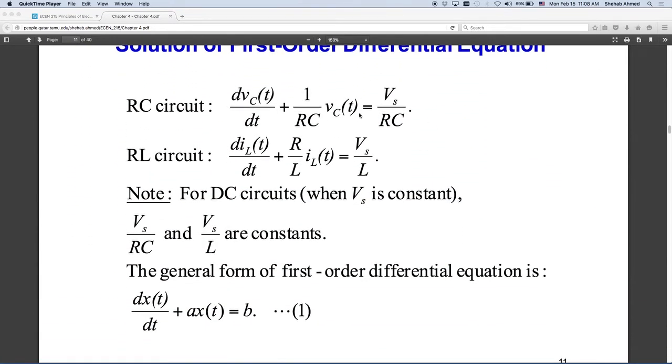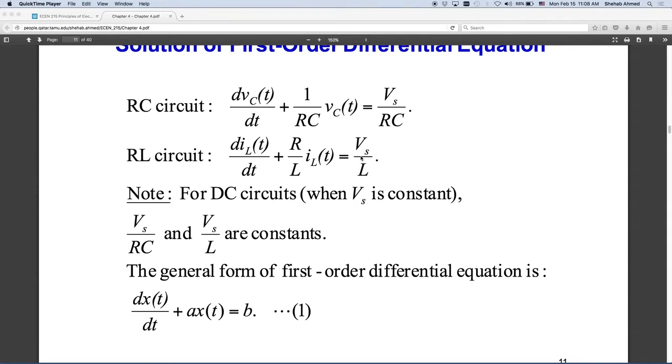So these are the forms of the equations, and again, if the sources are DC, if we're supplying this with batteries, charging this or using a DC source, then Vs over RC or Vs over L, which is the right-hand side, are constants. So for now, let's assume that they're DC. We're not going to worry about AC systems. These are constants on the right.